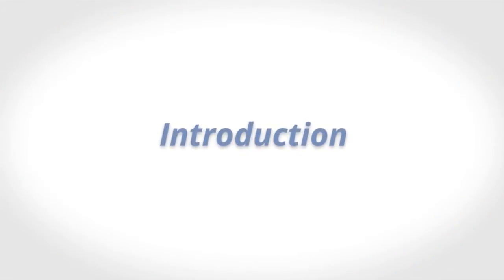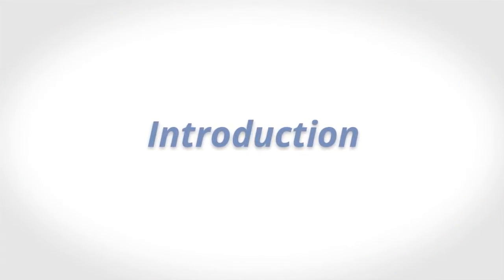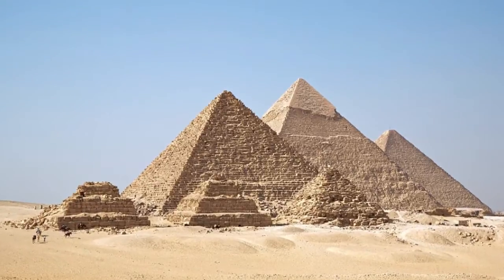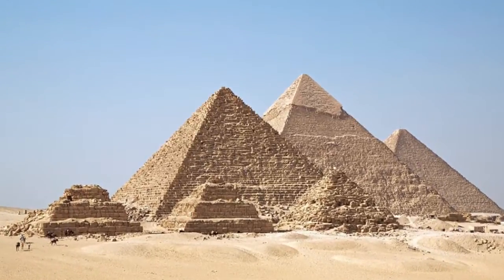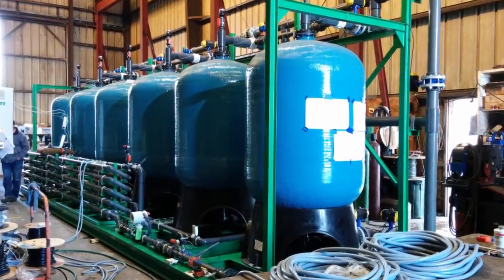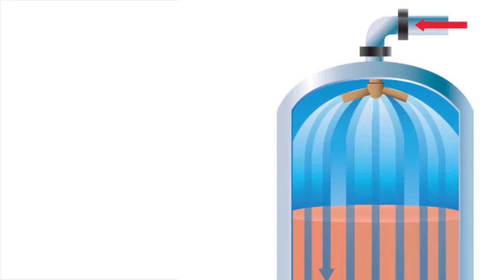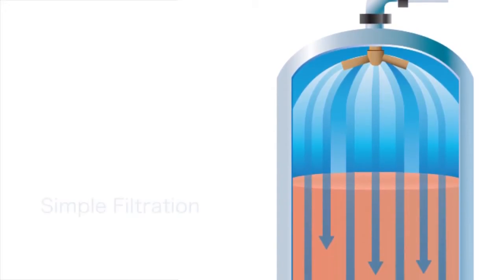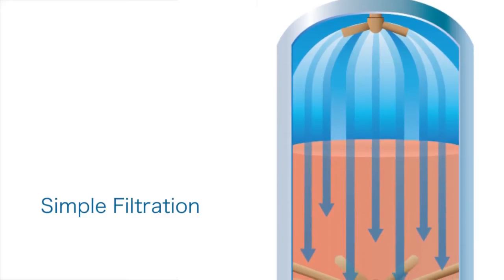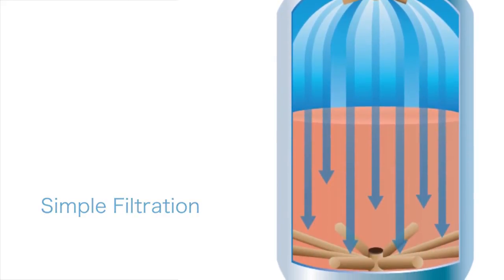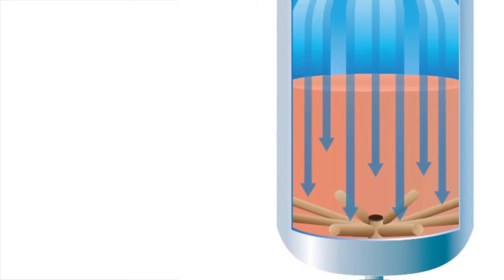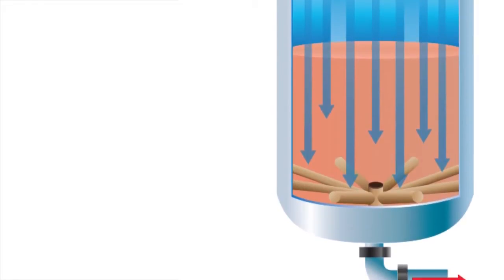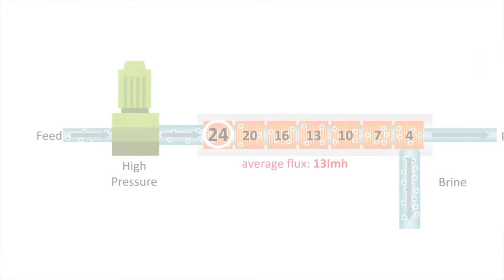People have been filtering water for thousands of years. Ancient Egyptians used sand and gravel filters, much like today's multimedia filters, or MMF. The principle is very simple. All the water that is fed to the membranes permeates through. Accumulated filtered matter is purged periodically. This is what's commonly referred to as a batch process.